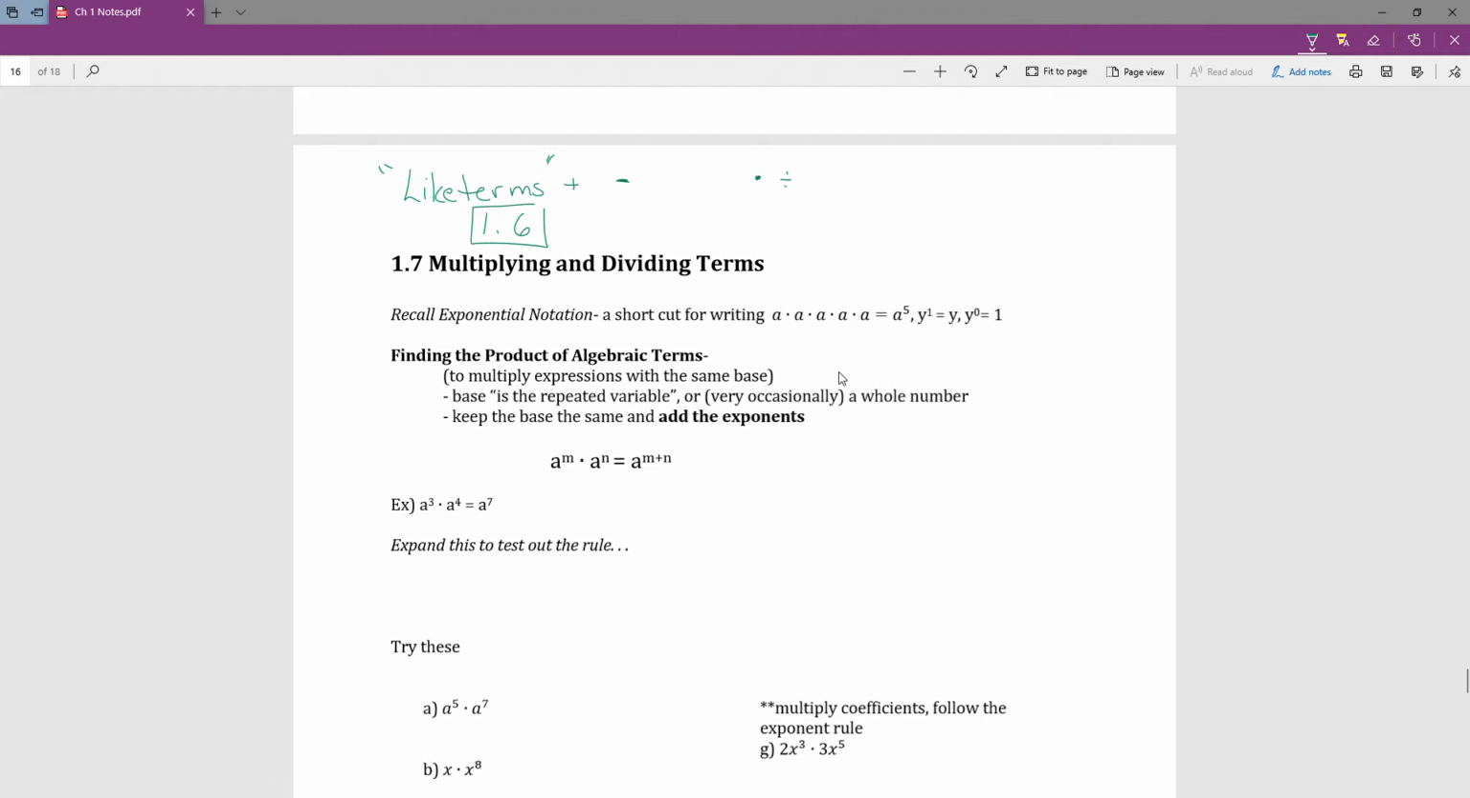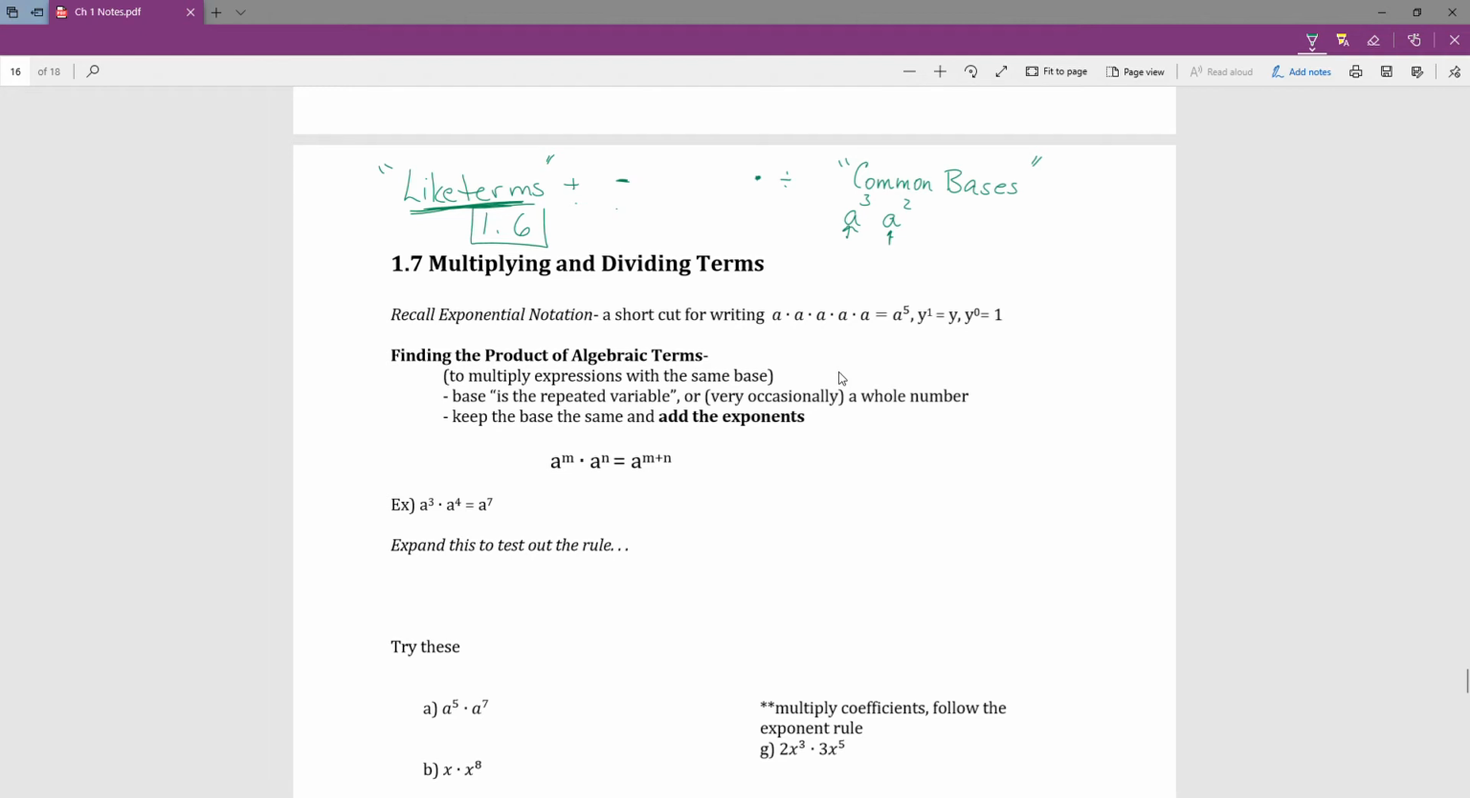And so when we talk about these ones, we're not talking about like terms, we're talking about common bases. And really what common bases mean is that the exponent can be anything, but the letters have to be the same. So over here, like terms, everything had to be exactly the same in order to add or subtract them. Over here with 1.7, what we're going to do right now is all about common bases. So we're looking for a cubed and a squared would be common bases. The common base is a, and it doesn't matter. They're not like terms, but they're common bases.